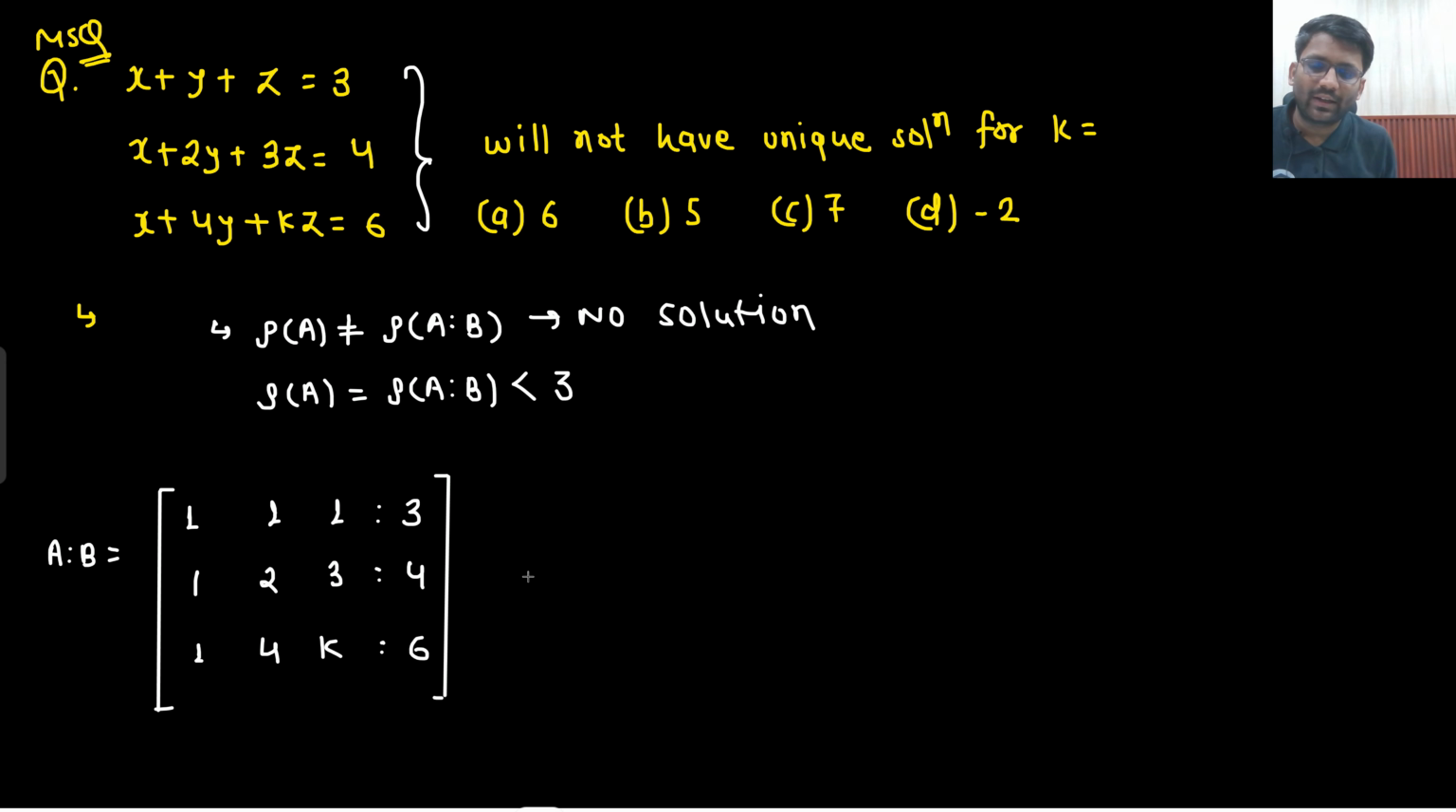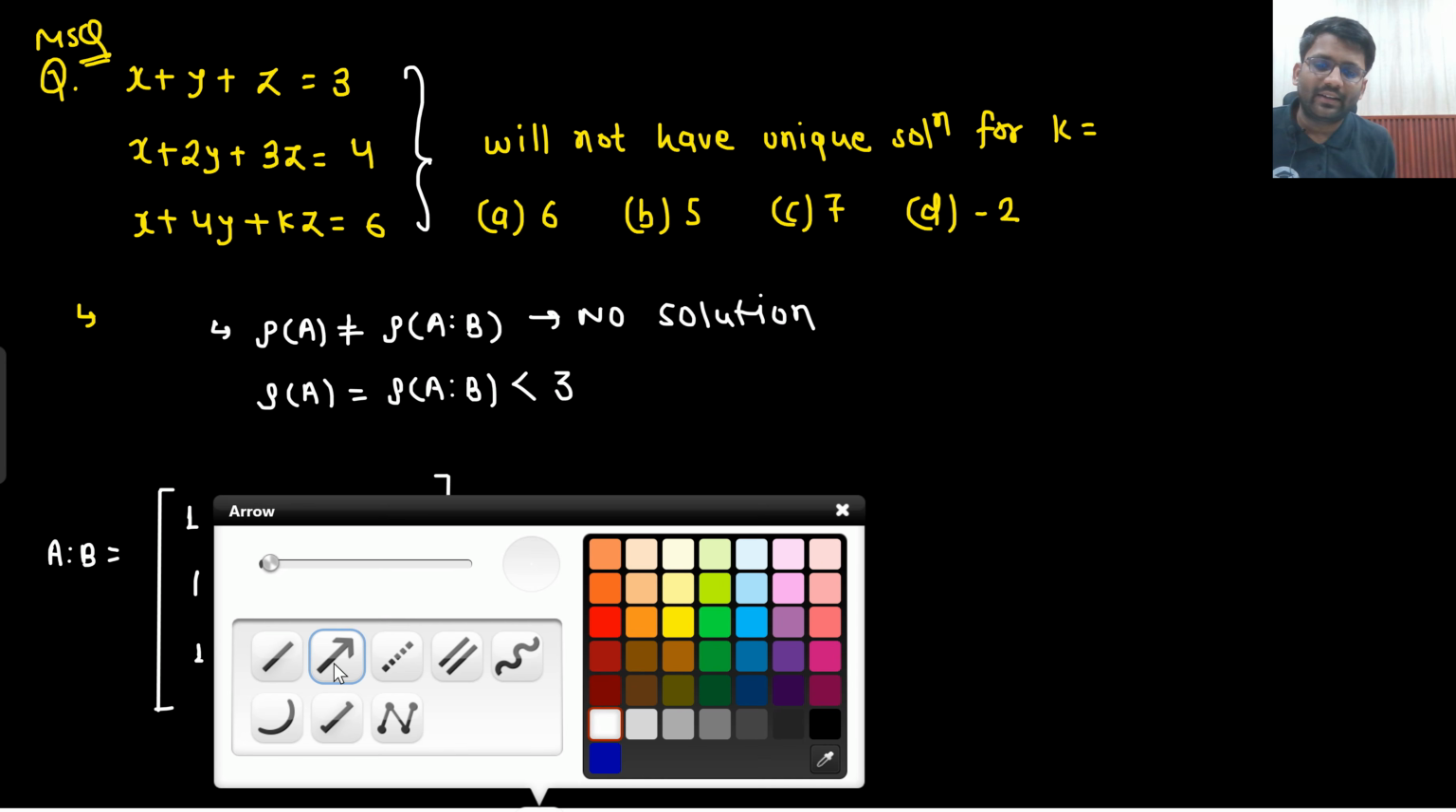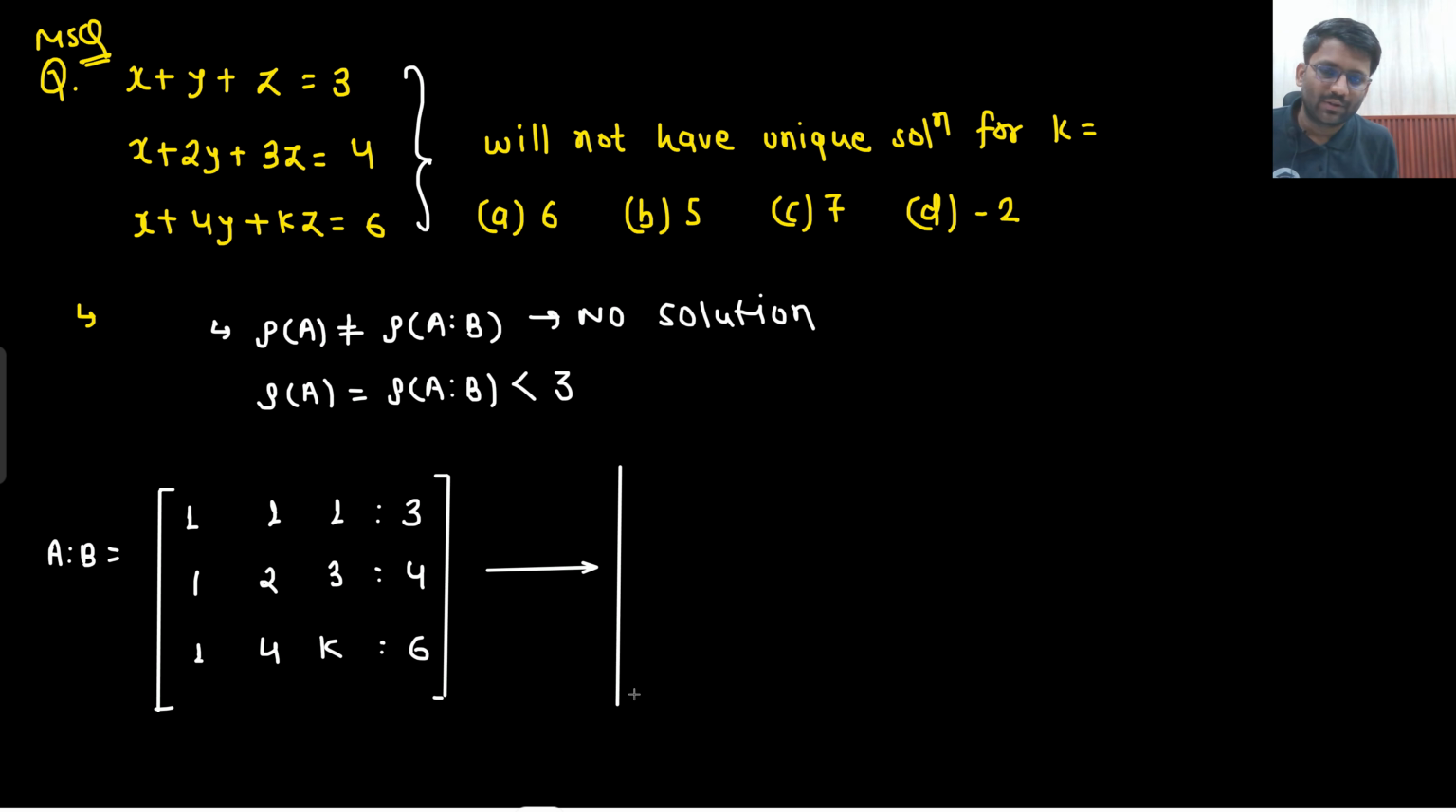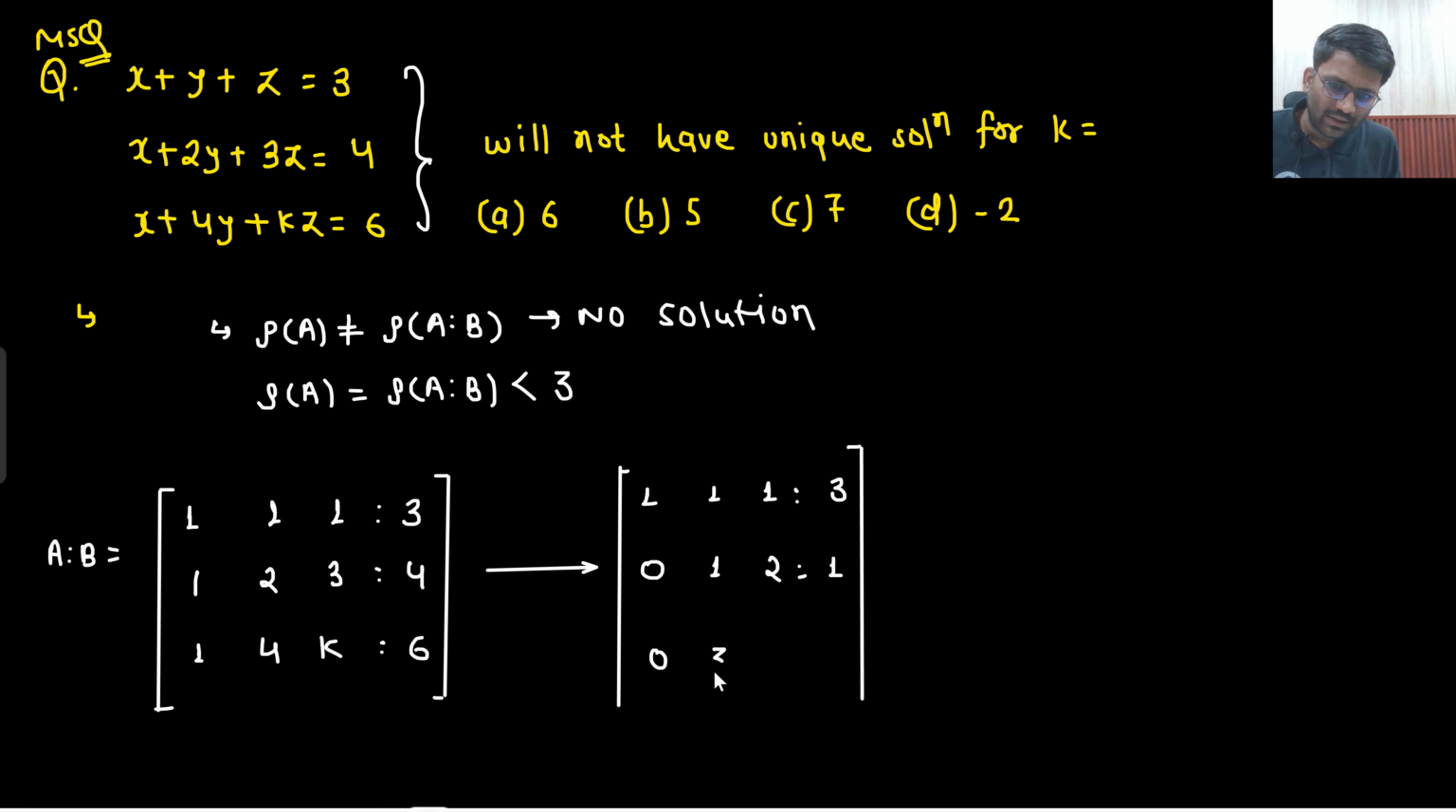What transformation are you going to apply? Without writing the operation, I am going to apply the transformation now. In R2, we will subtract R1. R1 as it is: 1 1 1 3. Now 0 1 2 1. Right? 0 3 k minus 1 and 2.